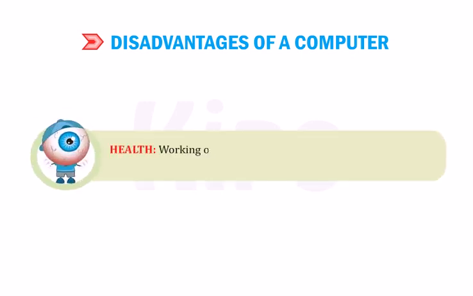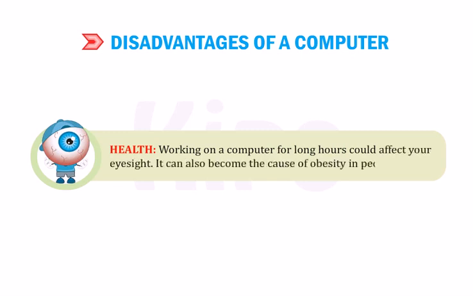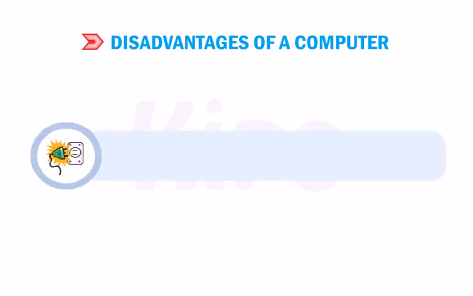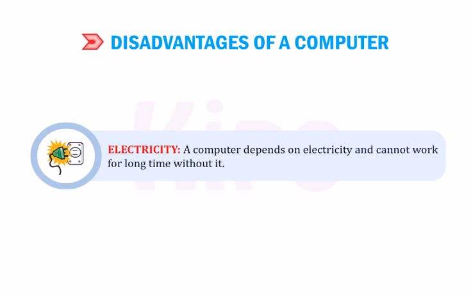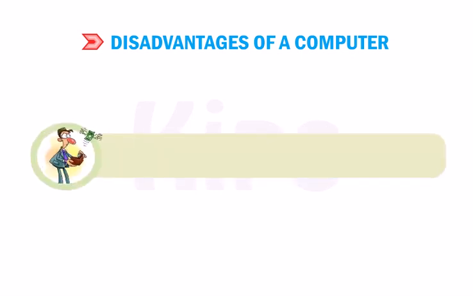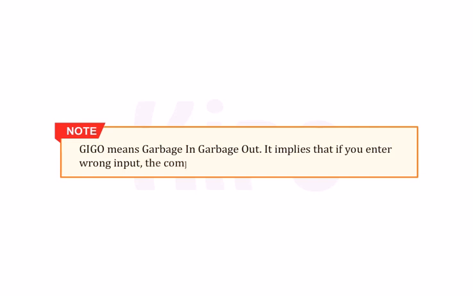Health. Working on a computer for long hours could affect your eyesight. It can also become the cause of obesity in people. Electricity. A computer depends on electricity and cannot work for a long time without it. Costly. It is a costly device. Note: GIGO means garbage in, garbage out. It implies that if you enter wrong input, the computer will generate wrong output.